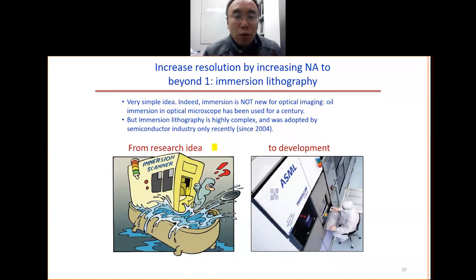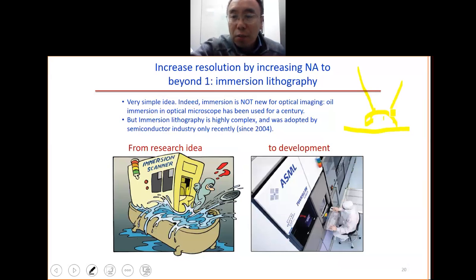The idea is simple. We do the lithography in a liquid that has an index higher than 1. Actually, immersion is not new for optical imaging. People have been using oil immersion for optical imaging for more than a century. There is a sample, you put a drop of oil, then you have the lens. When you put a drop of oil between the sample and the lens, you get higher resolution for the imaging. But for immersion lithography, it is far more complicated.